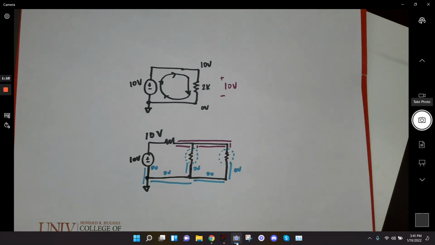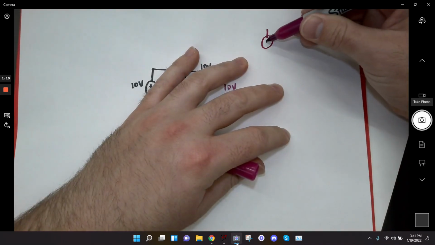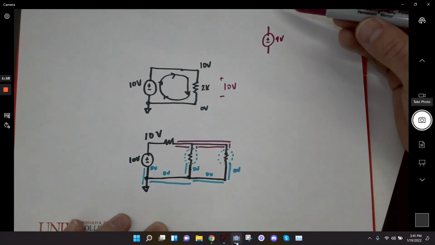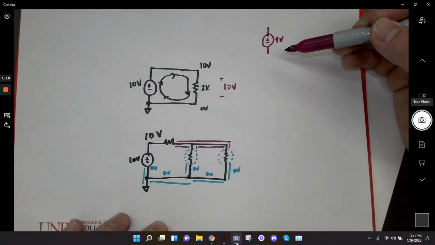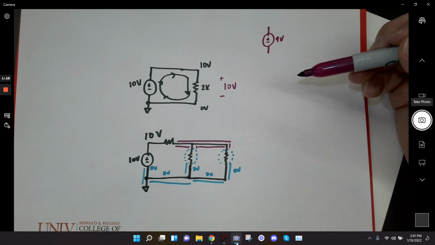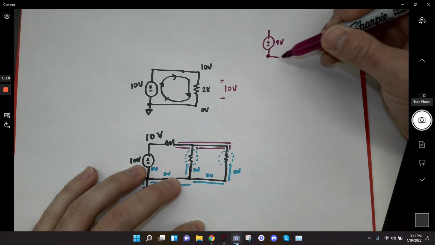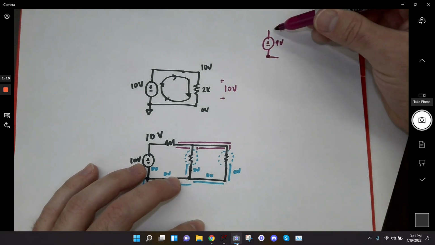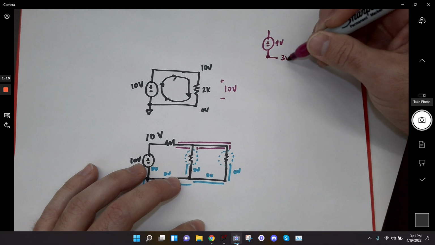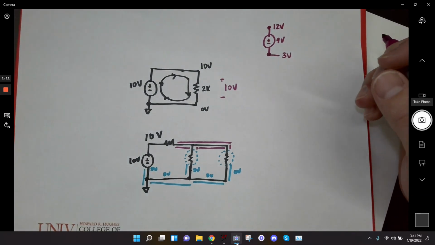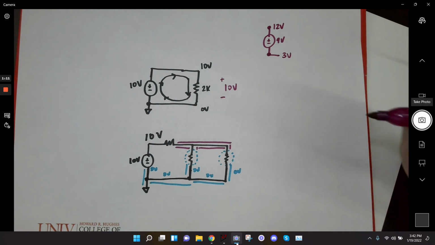Ground is used as a reference, because like I said earlier, if I give you a battery and I tell you this is a 9-volt battery, all that tells me is that the plus terminal is 9 volts greater than the minus terminal. It basically tells us there's 9 volts across the battery. But if this voltage right here is not 0 volts, I have no idea what this voltage is. If this is 3 volts, this is 12 volts, right? Because there's 9 volts difference between the 2 points. That's what the voltage source is telling you.